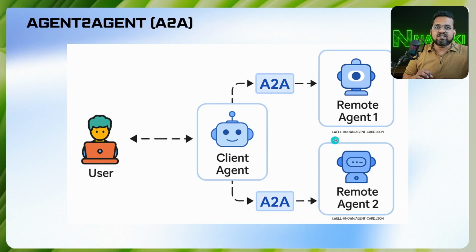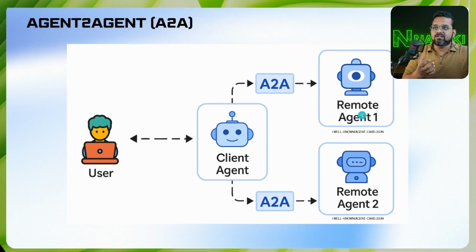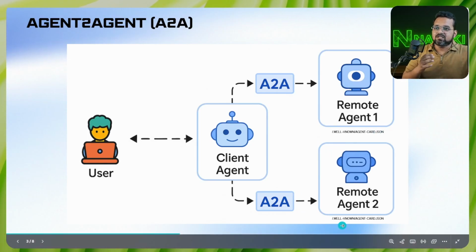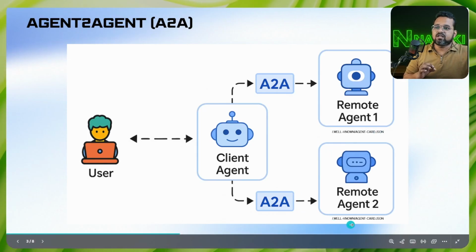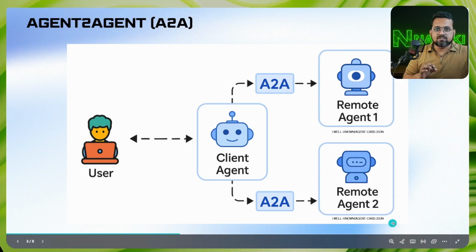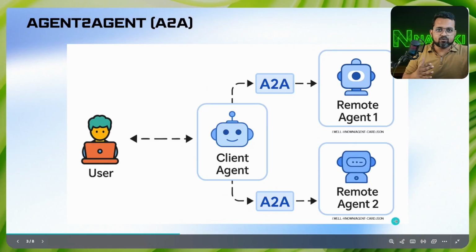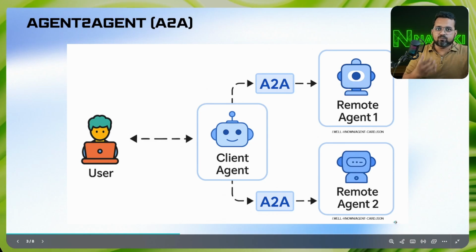This file contains the information about the capabilities of this remote agent 1. So it says I can perform a KYC task. In the same way, this remote agent 2 contains a file agentcard.json, which tells that this agent can do any kind of payment, either with cryptocurrency, credit cards, or UPI payment.